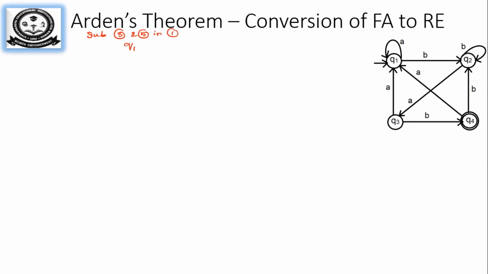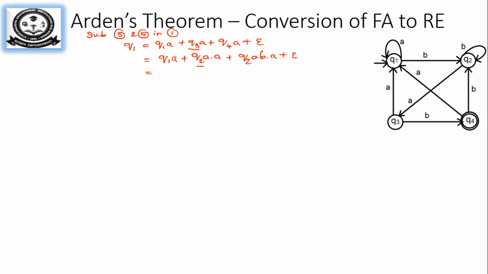So let me write the equation number 1. So Q1 is equal to Q1 of A plus Q3 of A plus Q4 of A plus epsilon. So now we are going to substitute Q3. So I'm going to substitute for Q3. So Q3 is going to be Q2 of A into A plus, and Q4 is, again it's in terms of Q2, it is Q2 AB into A plus epsilon.